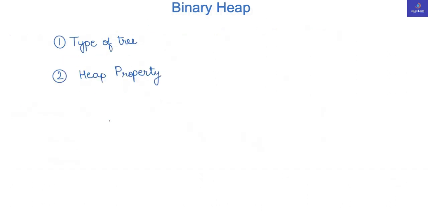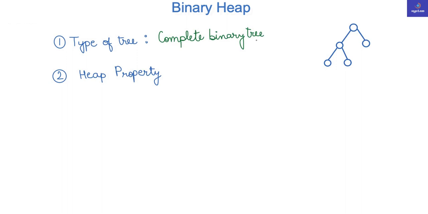So what is a binary heap? We know that a heap is a tree-based data structure in which the values of the nodes follow some specific heap property. So what kind of tree do we use in a binary heap? In a binary heap, we use a complete binary tree. What is a complete binary tree? It's a binary tree in which all levels have a full set of nodes except the last level, and in the last level, the nodes are as far left as possible.